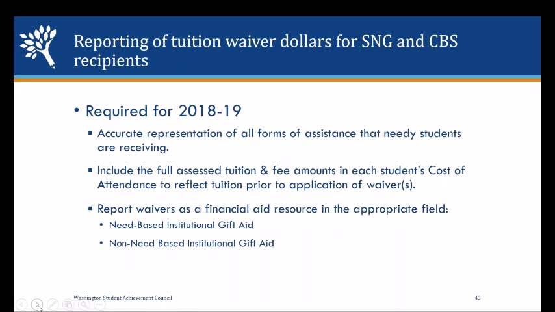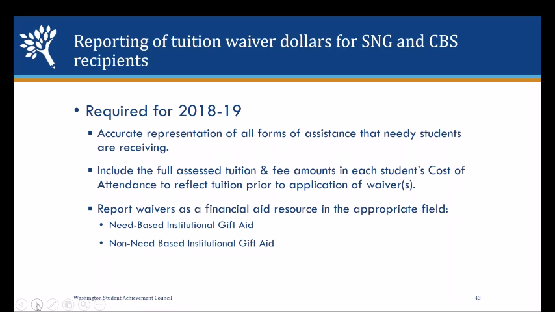On the reporting of tuition dollars, waiver dollars for state need grant and CBS recipients, this is required for the 2018-19 year. And we want this so that we have an accurate representation of all forms of assistance that needy students are receiving. We want you to include the full assessed tuition and fee amounts in each student's cost of attendance to reflect the tuition prior to the application of waivers.